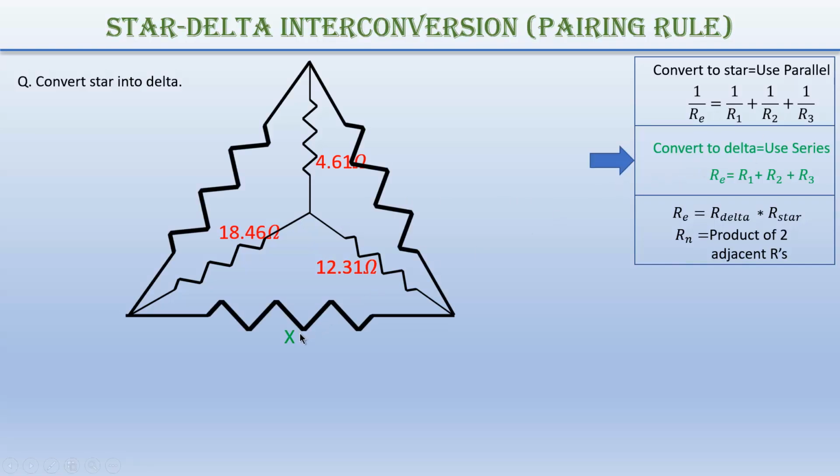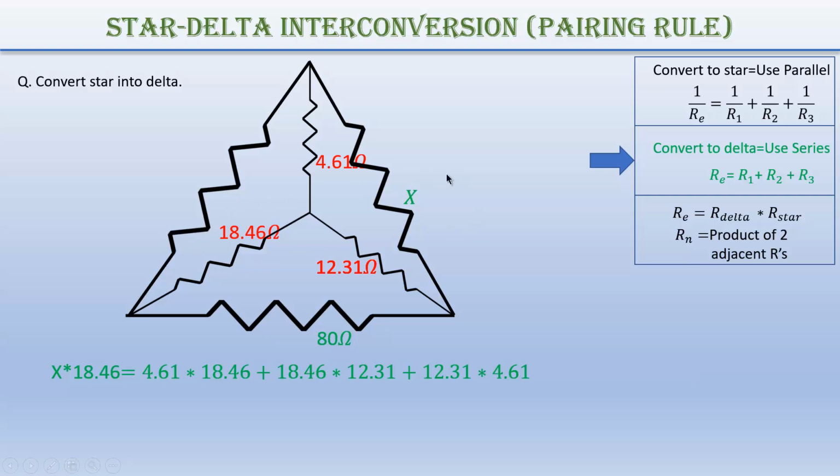So by using this formula, let's find the value for X. We can replace Re with the product of the resistor, that is X in delta and its corresponding resistor in star connection, that is just opposite of this, that is 4.61, and which is equal to the product of two adjacent resistors, that is 4.61 and 12.31, 4.61 and 18.46, and 12.31 and 18.46. By solving this, we can get X equals 80 ohm, and you can just similarly apply the rule.